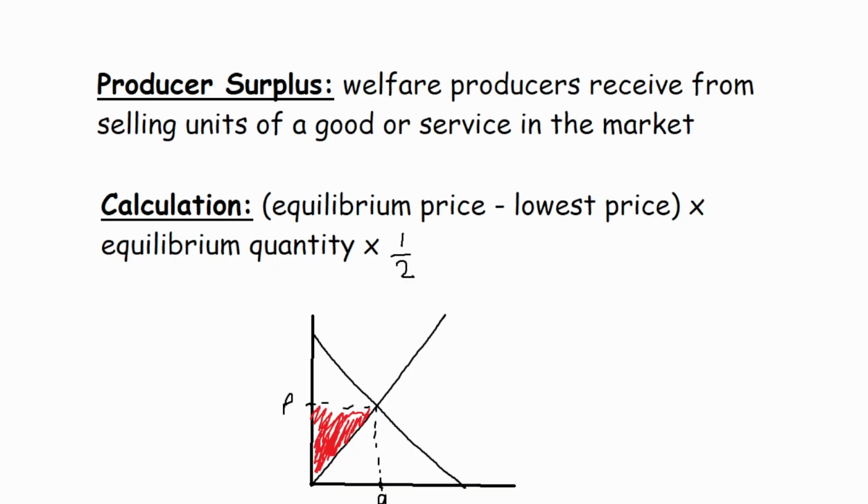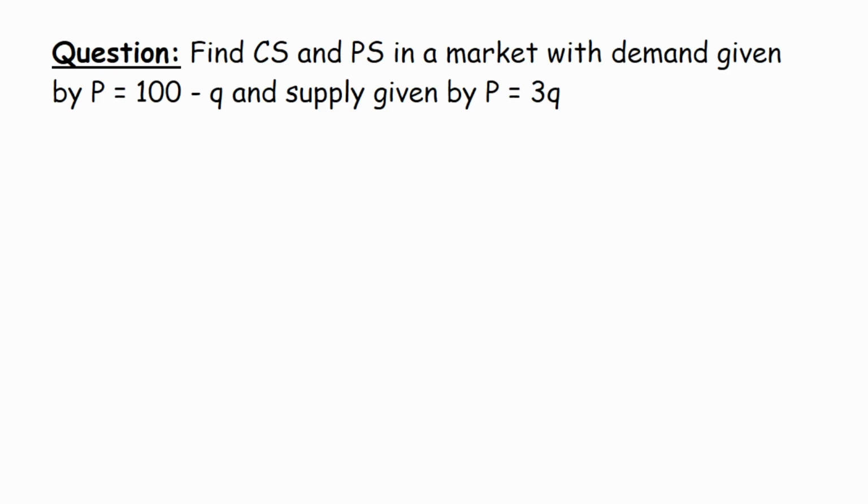Now, very similarly, producer surplus is the welfare producers receive from selling units of a good or service in a market. And this can be calculated by finding the equilibrium price minus the lowest price that producers are willing to sell for, multiplied by the equilibrium quantity, multiplied by a half. And this calculation is, again, equivalent to calculating the area of the shaded section in this market. Now, let's do some examples.